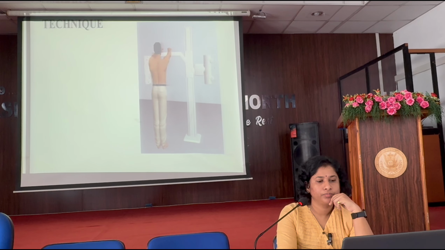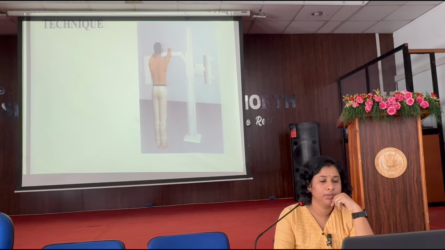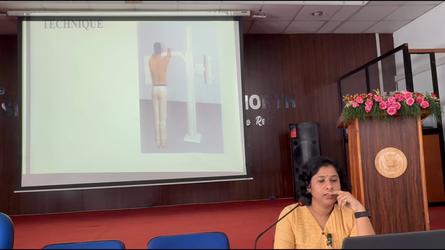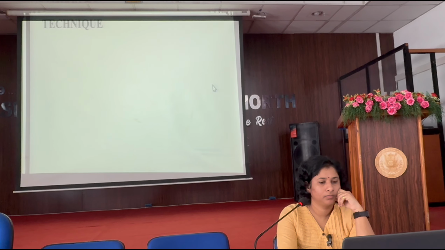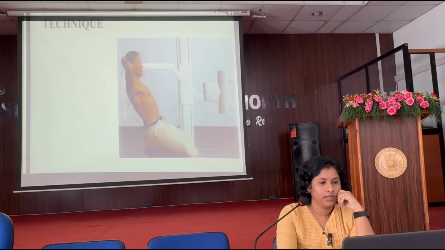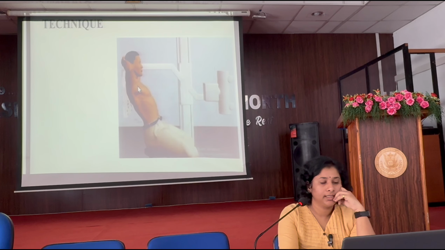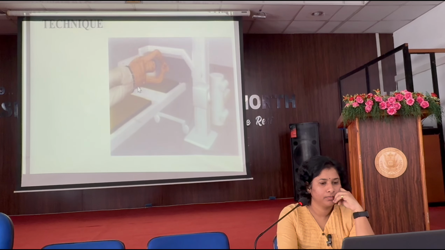For the lateral view, the patient will be advised to raise the arms above the neck level, so we can see the axillary area and the whole lateral chest wall. And this is the lordotic view. As I mentioned earlier, if you want to see the apices, the patient is tilted backwards, and the apices can be visualized clearly in this technique.